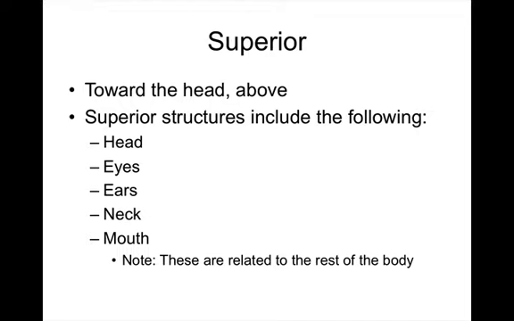So let's talk about superior now. Superior is toward the head or above. So in relationship to the rest of the body, superior structures include these following structures: the head, the eyes, the ears, the neck, the mouth, as related to the entire rest of the body. These are superior. So then you can do relations.